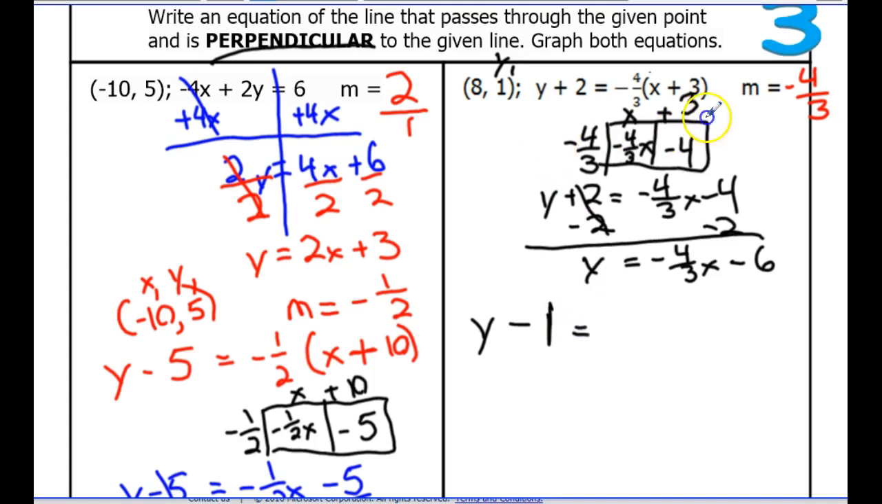equals our slope. If we have a perpendicular line, our slope is going to be the opposite reciprocal. So instead of negative, it's going to be positive. Instead of 4/3, it's going to be 3/4 this time. The opposite reciprocal. Times x minus x1. Well, our x1 is 8.